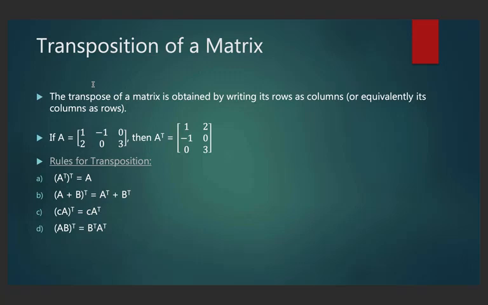Rules for transposition. A transpose whole transpose is A. A plus B whole transpose equals A transpose plus B transpose. CA whole transpose, where C is a scalar, equals C times A transpose. AB whole transpose equals B transpose A transpose. This is a very important reverse transpose property which you should always remember.